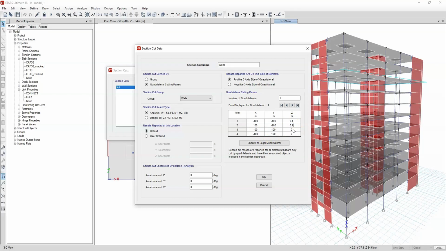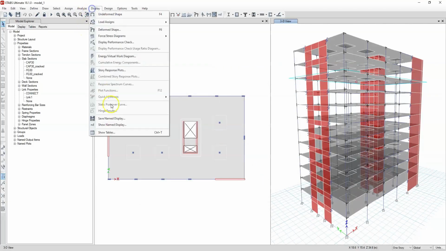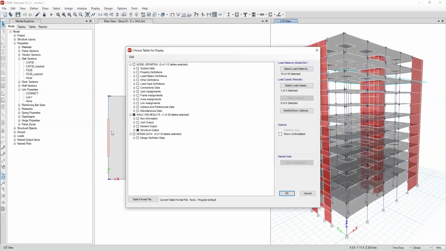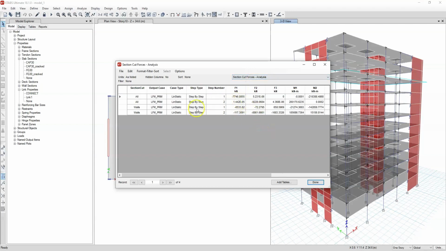We repeat the entire process, with the difference that the group assigned here is the wall group. Now we are in a position to export the tables and explore the results. We export the section cut results. Now we can see the distinction for both groups regarding the seismic forces in both directions, step 1 and step 2.